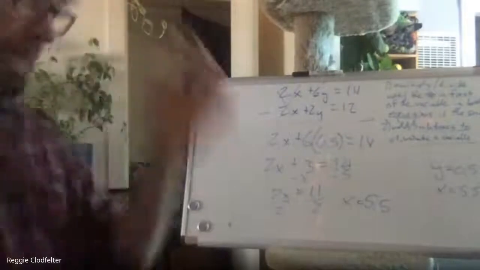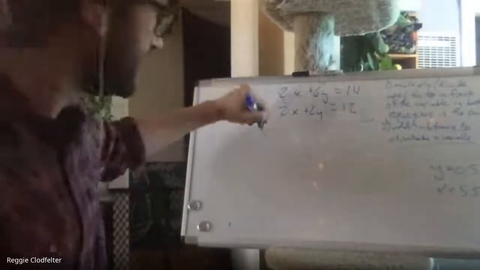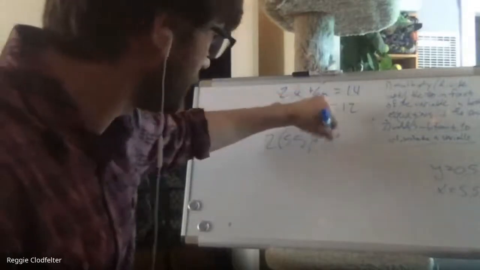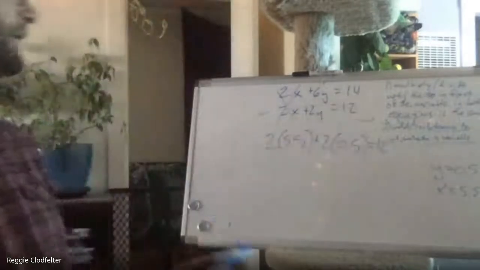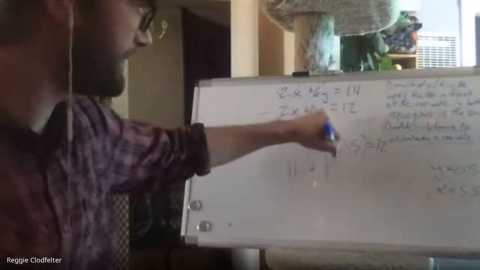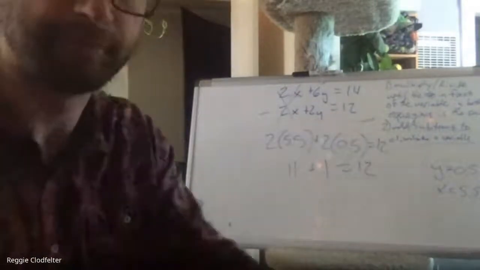Okay. Now to check my work, what do I do? Substitute both x and y into the other equation. So 2 times 5.5 plus 2 times 0.5 should equal 12. 2 times 5.5 is 11, plus 2 times 0.5 is 1. 11 plus 1 does, in fact, equal 12. I did it correctly.